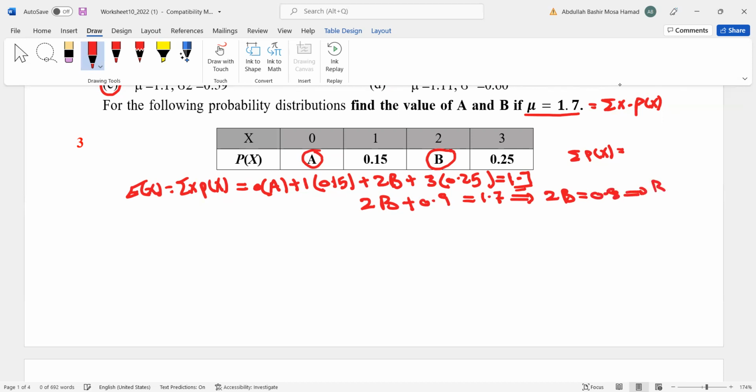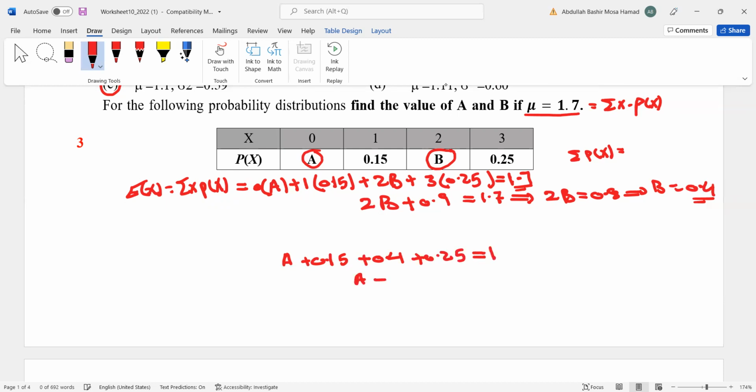Means p equals 0.4. If we know p equals 0.4, we can use the second condition of the discrete probability distribution: the summation of these should be equal to 1. So A plus 0.15, and we already got the value of p, which is 0.4, plus 0.25. This should be equal to 1.